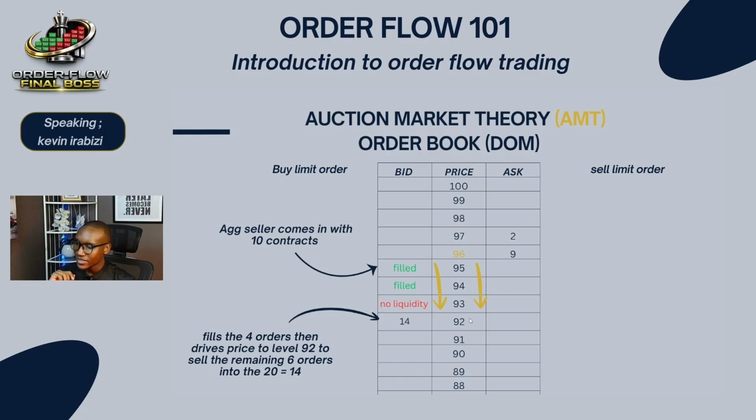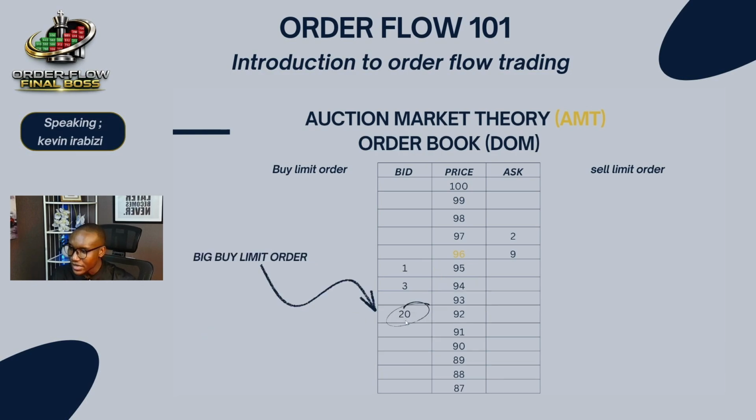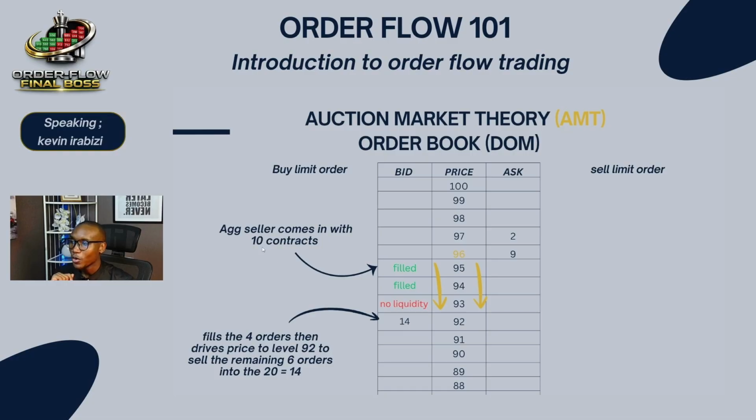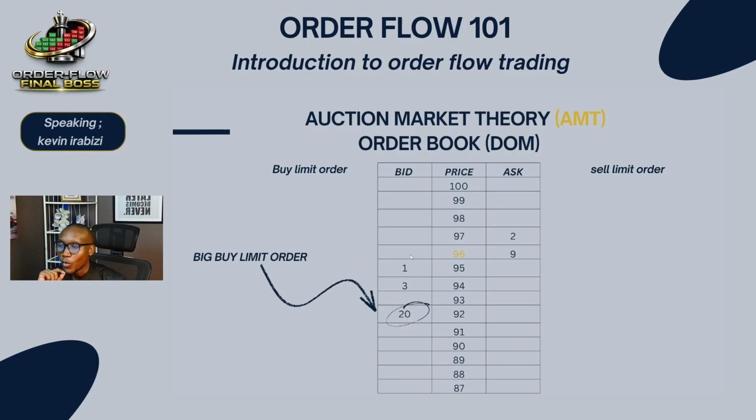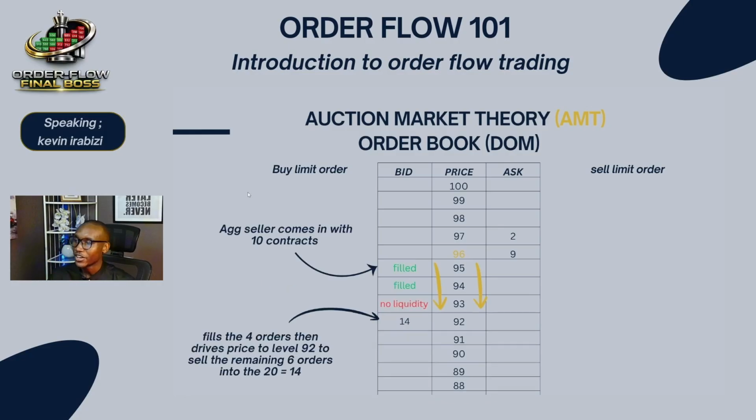And when we go to price level 92, we find that we had a big order of 20 contracts previously. And that big order, with our 6 that is remaining, remember, let me take you back. 1 contract here plus 3 contracts here makes it 4 contracts. Aggressive seller comes in with 10 contracts. It means he fills the 4 contracts and remains with 6 aggressive contracts left to be filled to complete his order. And what happens next?